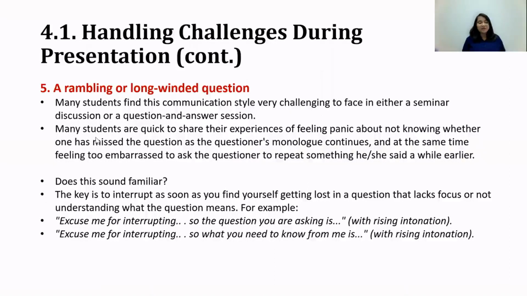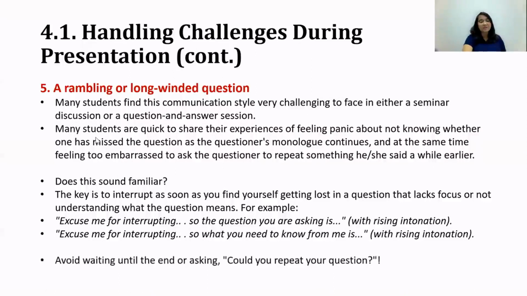Excuse me for interrupting. So what you need to know from me is, and you clarify. You interrupt and then you clarify. And that's okay to interrupt in such a situation. So do not wait until the end of the long talk and then ask them to repeat. That's going to be a waste of time. Avoid asking, could you repeat your question? Don't do that. That will sacrifice the time that you can use to answer the questions from other members.